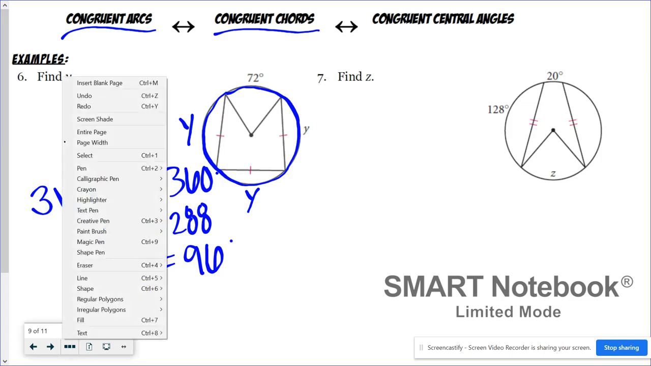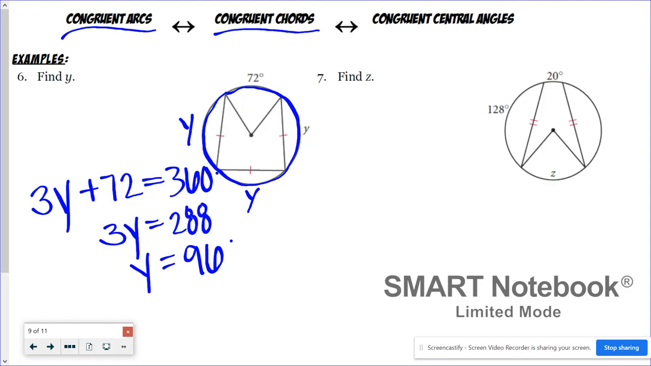Okay, so let's check out problem number 7. We want to find z. All right, we're kind of dealing with the same stuff here. I see 2 congruent chords, so that means their corresponding arcs are congruent. So that means this arc over here would be 128 degrees as well.